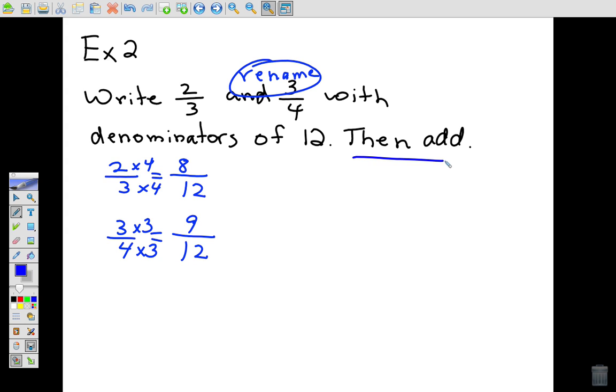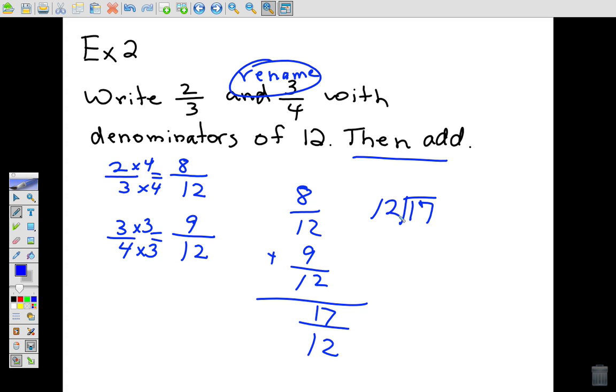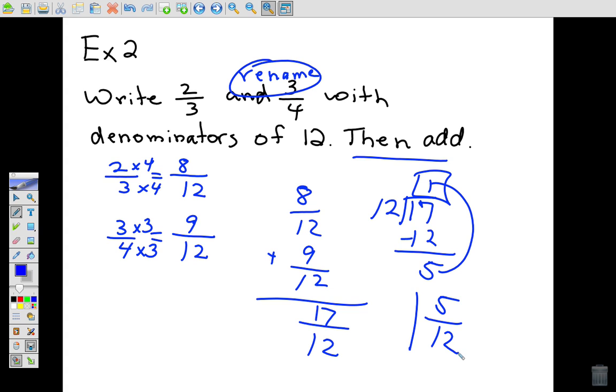Now what do they want us to do? Add them together. So I have 8 twelfths plus 9 twelfths, and that's going to be something over 12. 9 and 8 is 17. Now, this is an improper fraction, right? When the top's bigger than the bottom, it's improper. So I need to rewrite this or convert it to a mixed number. So take the top divided by the bottom. 12 goes into 17 once, and I get a remainder of 5. So my answer, that's the whole number, is 1, and I go around clockwise: 5 over what I divided by, 1 and 5 twelfths.